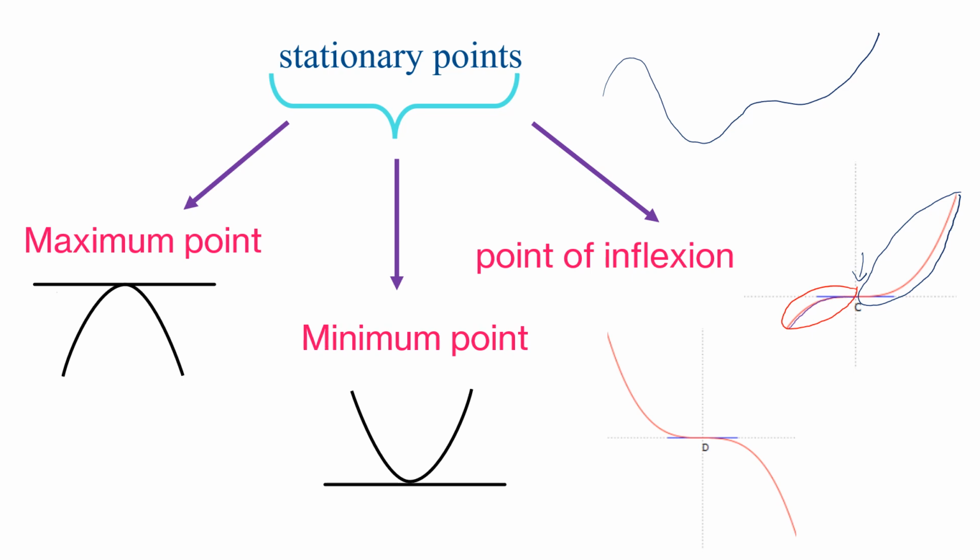Right, and so it's our job next to determine all the stationary points when we let dy/dx equal to 0. For all the stationary points that we have got, what are their nature? Are they a maximum point, a minimum point, or a point of inflection? So in the next slide, we will learn how to determine the nature of all these stationary points that we have found.